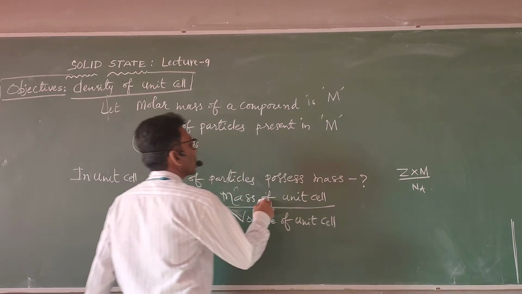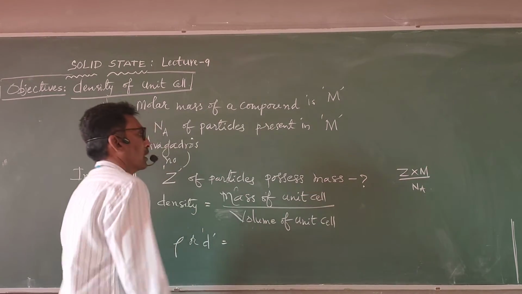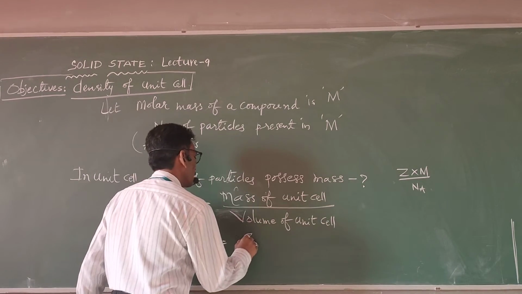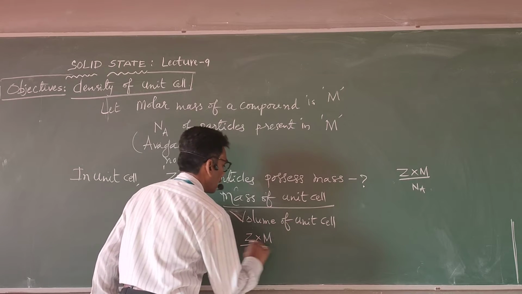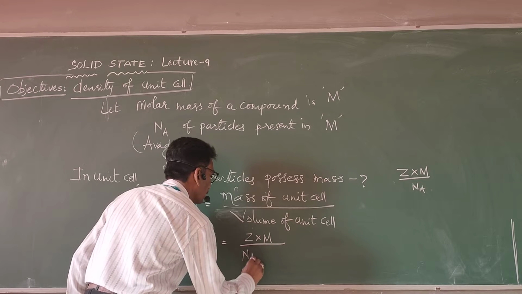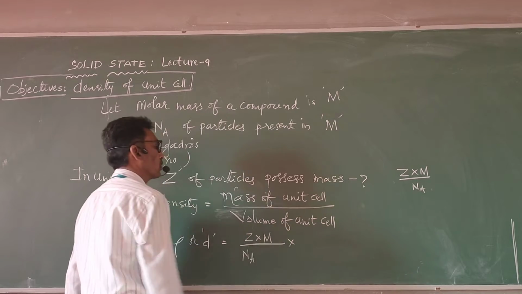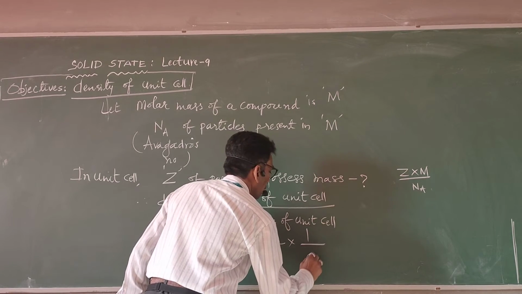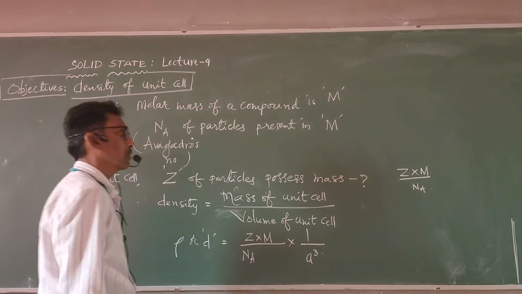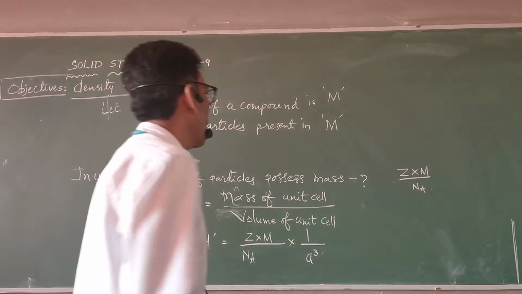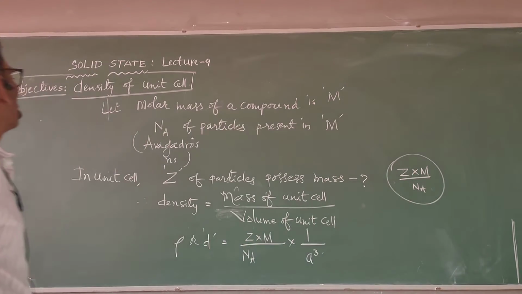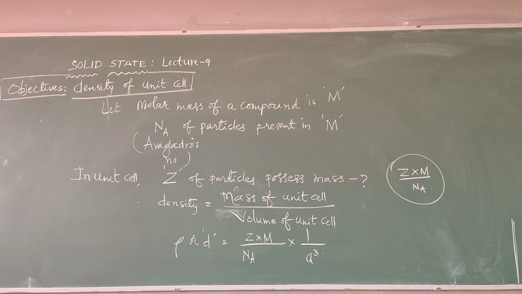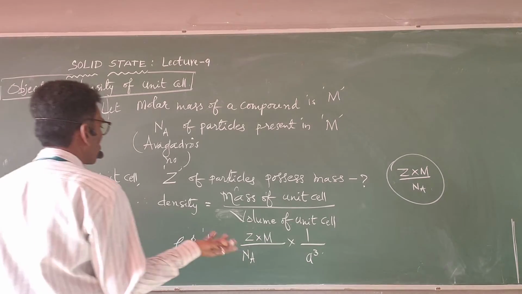As the mass of the unit cell is Z into M by Na, into 1 by volume, that is 1 by a cube. This is the formula we are going to use and calculate any one of the variables when the others are known.